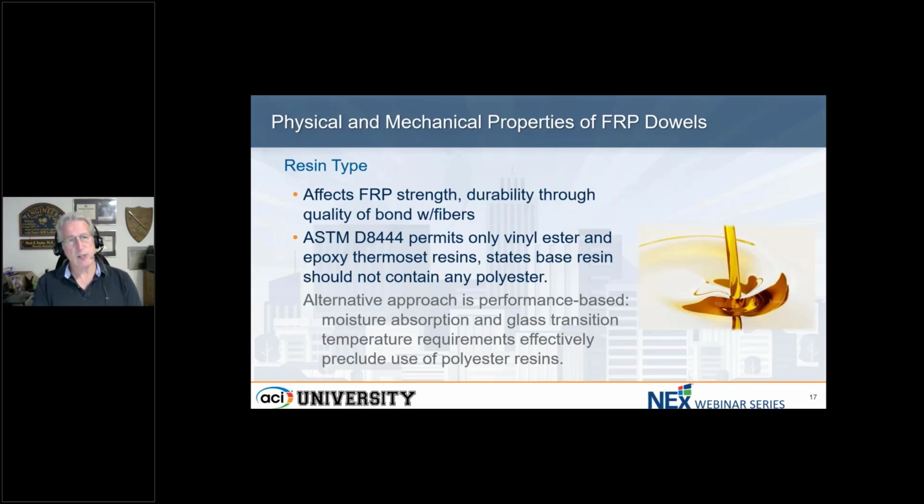Where that spec applies to resin type, it permits only vinyl ester and epoxy thermoset resins. It specifically says no polyester. Base resin can't have any polyester in it. Now, none of the other specs I talked about previously, any of the state specs or provincial specs, have this language in them. But effectively, they've all gotten there through a performance-based approach. They limit moisture absorption and glass transition temperature. And as we will see in a little bit, those requirements effectively preclude the use of polyester resins in FRP paving dowels.